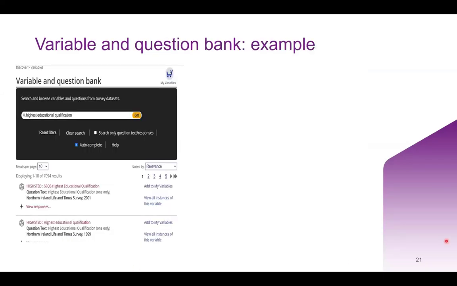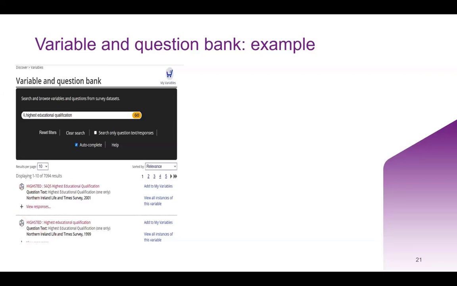In this example, we have searched for highest educational qualification in this tool, which, as we can see, returns thousands of results. From the results, and in order to view a single variable record on one page, we can click on the variable name, which is marked in red in the results page.